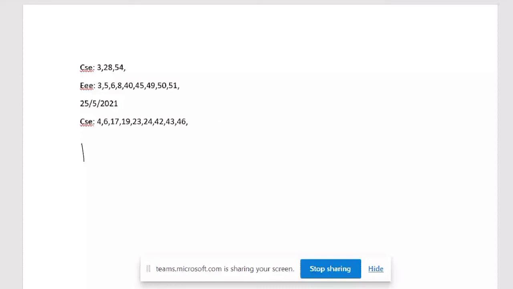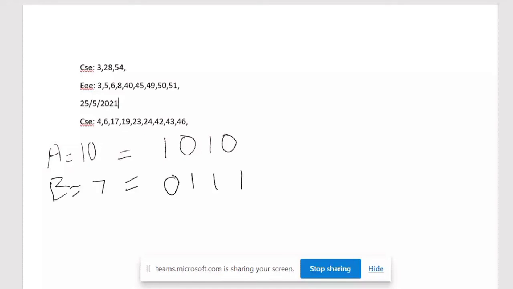Yes, sir. So I got this 10. So 10 means in binary, 1010, right? Okay, very good. And if I take B as a 7 value, 7 means 0 1 1 1, right? So you will have this.